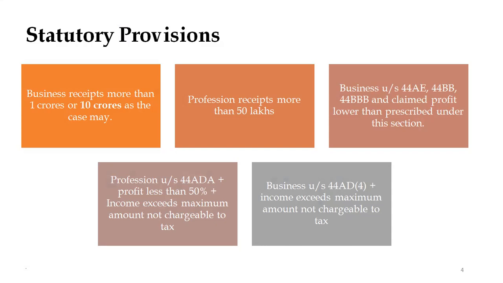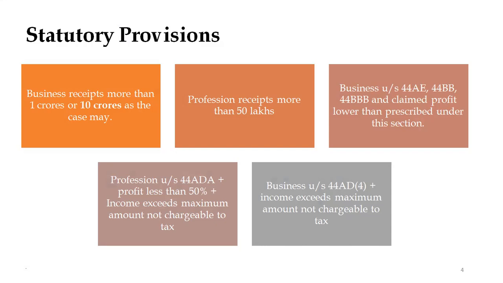Next is 44BB. Section 44BB relates to a non-resident who is engaged in prospecting and extracting of mineral oils, and section 44BBB is related to a foreign company engaged in power turnkey projects. So if the assessee falls in these 3 sections and claims that he has earned a profit lower than the profit prescribed in the section, then he can show that profit, less than the minimum profit, only after getting his accounts audited.